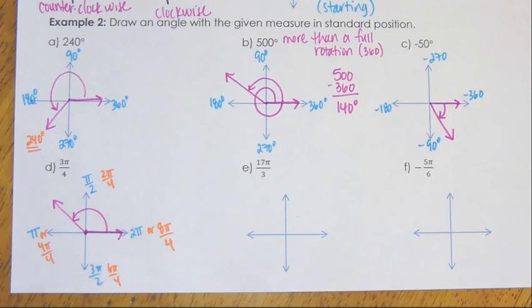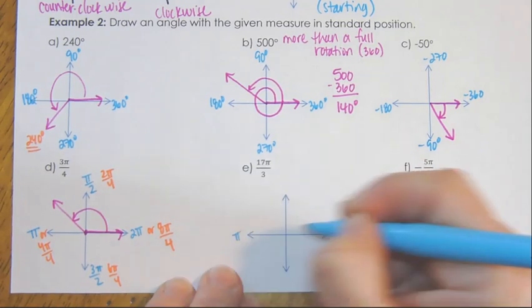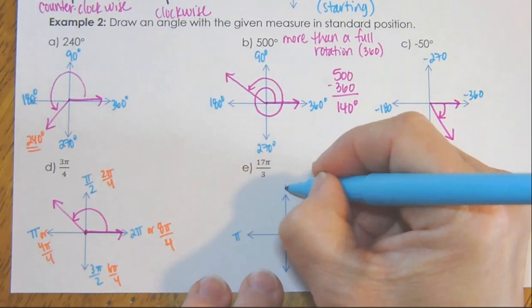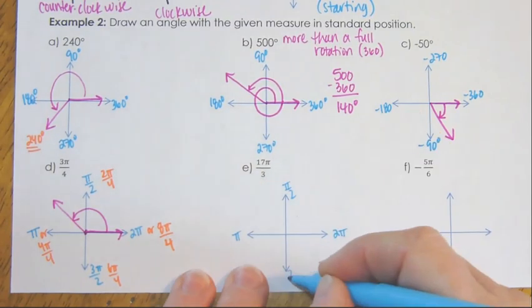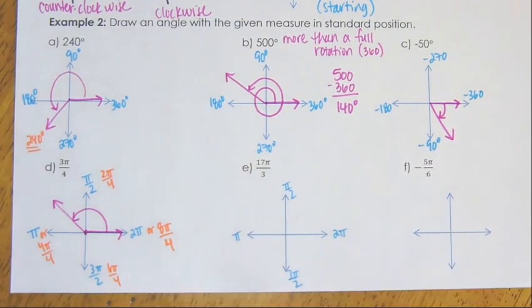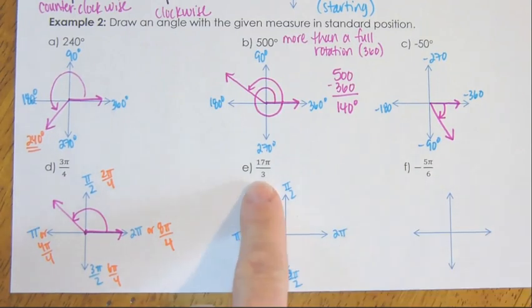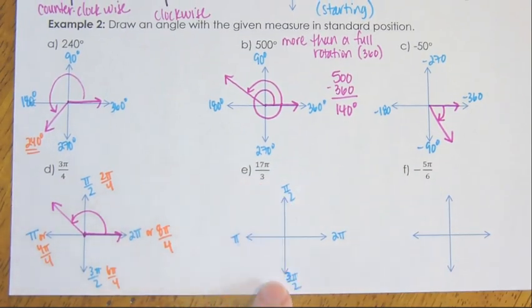All right, let's try the next one. 17 pi over 3. I'm going to start by labeling my quadrants here. So I've got pi and 2 pi. Those are always the easiest. Now this is pi over 2 and 3 pi over 2. I want to change all of these into thirds. I'm not going to be able to convert those without having decimals, so I'm going to ignore those for now.